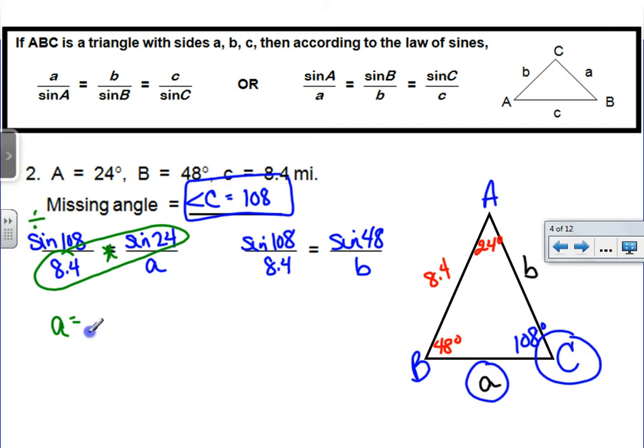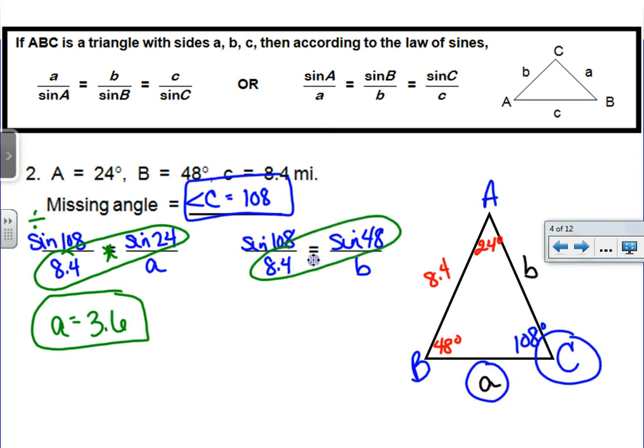One more time. 3.7? 6? Okay. Alrighty. Everyone try typing it, please. And then same thing over here for our second proportion. 8.4 times sine of 48 divided by sine of 108. 6.5. Okay.